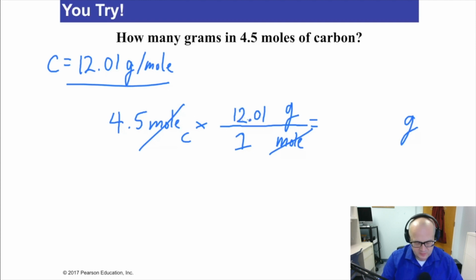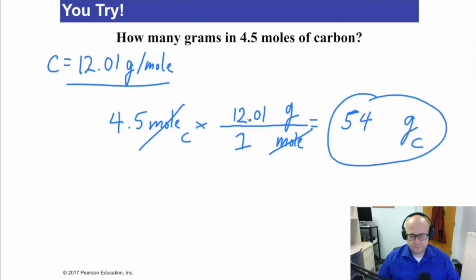A little bit. Not much, but a little bit. 12.01 multiplied by 4.5 is 54. 54 grams of carbon. Hey, how's that, guys? I'm sure you got it right. If not, go back and try again, review the video. Make sure you can do this. It's pretty easy stuff, but you got to know how to do it. Remember, it's all just unit converting.